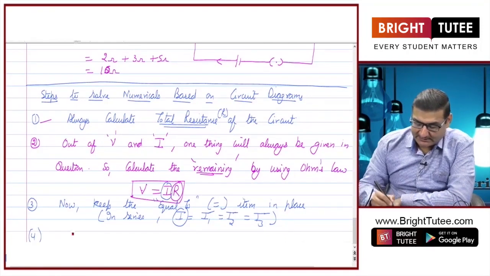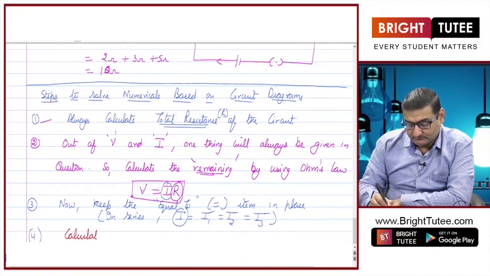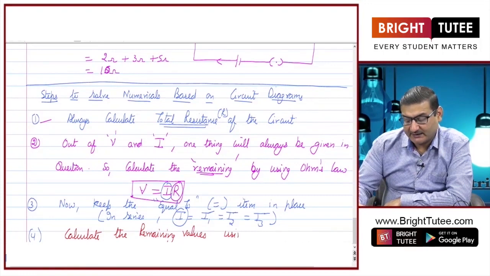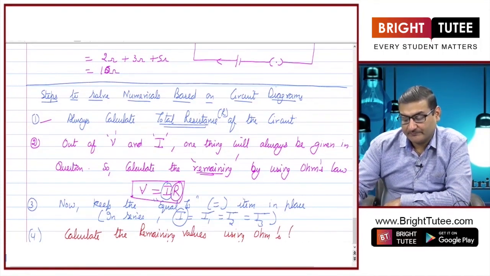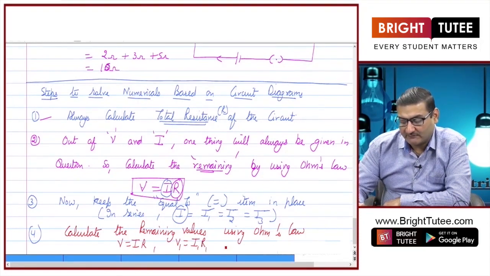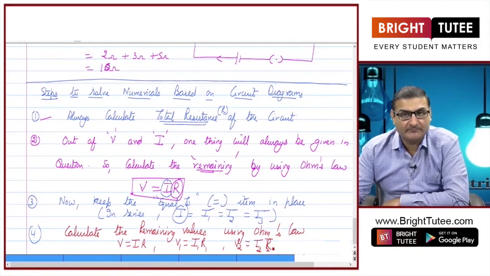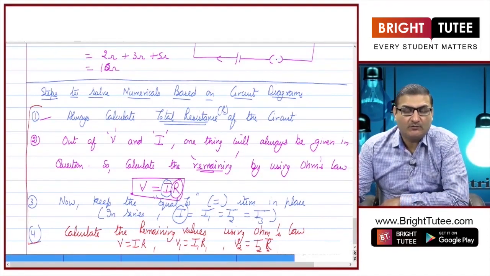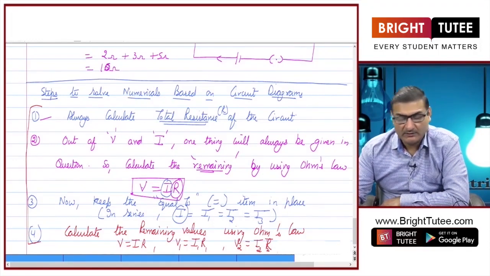The fourth step is to calculate the remaining values, once again using Ohm's law. We know that if V is equal to IR, therefore V1 should be equal to I1 R1 and V2 should be equal to I2 into R2 and so on. That's it. These are the 4 steps that I will make you follow while doing the numericals. Let us now apply these 4 steps.